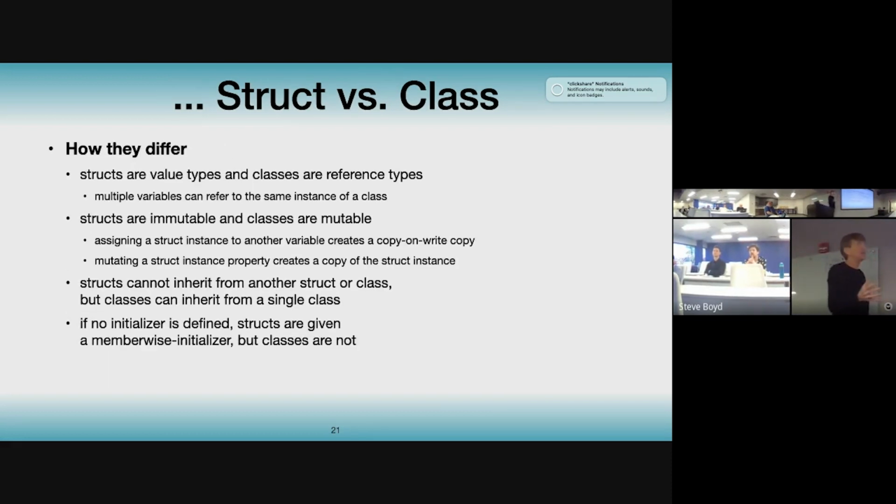There's a lot of ways that they differ, and the most important one is that structs are value types and classes are reference types. And so this means that if I wanted to have a couple of objects referring to the same other object, that thing better be a class so that it's a reference type and I can refer to the same one. Structs, on the other hand, those are value types.